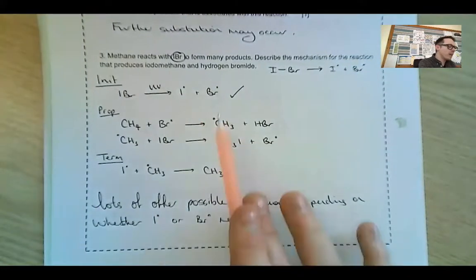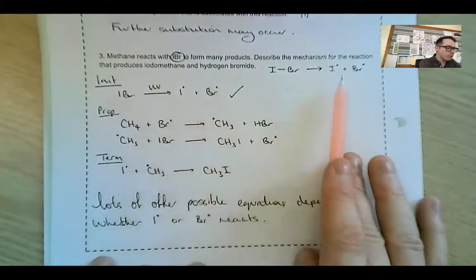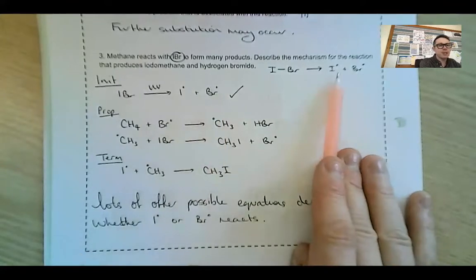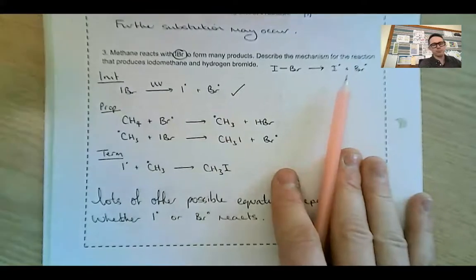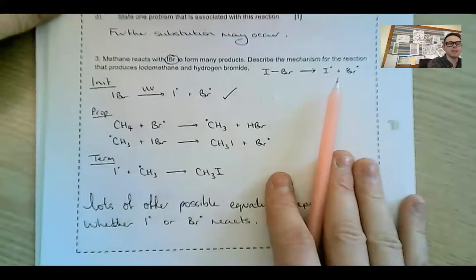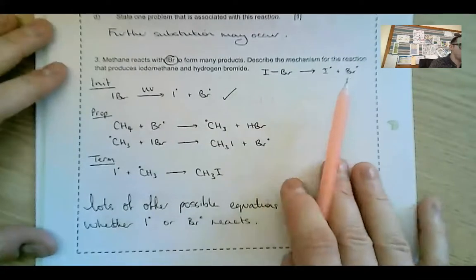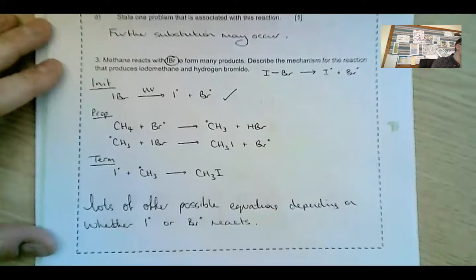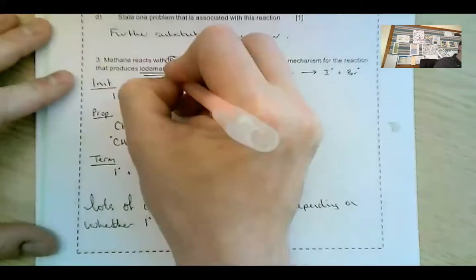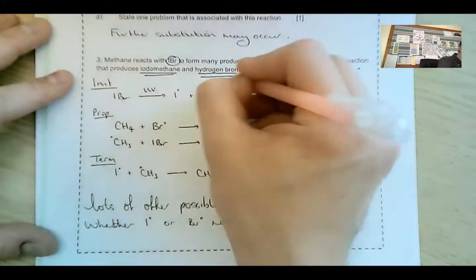Now, we've just got to be careful that because we've got 2 different halogen radicals present, there's actually a lot of different kind of outcomes of this reaction. So we got to be careful that the equations that we give lead to the products that the question is actually asking for. So the question wants iodomethane and it wants hydrogen bromide.